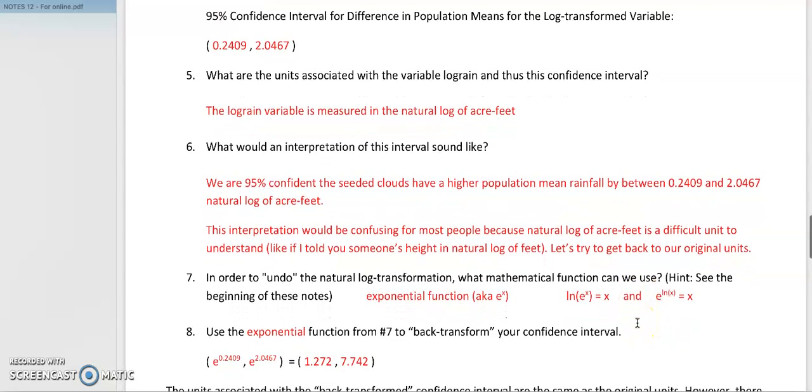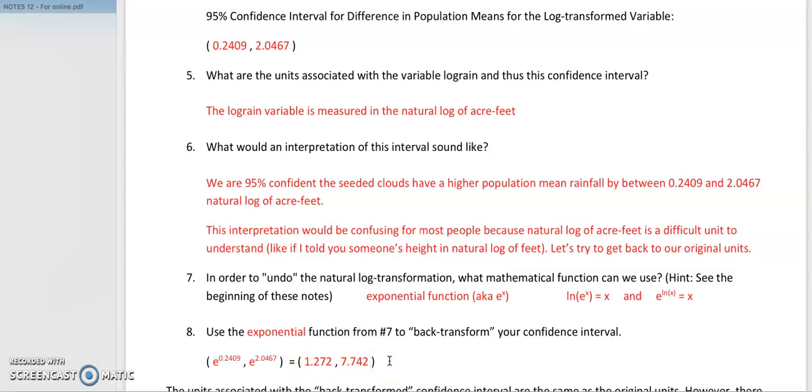So what we're going to do is use this exponential function to back transform our confidence interval. That means I'm just going to take my lower endpoint and do e to that power. I'm going to take my upper endpoint and do e to that power. And I would get this interval now: 1.272 up to 7.742.